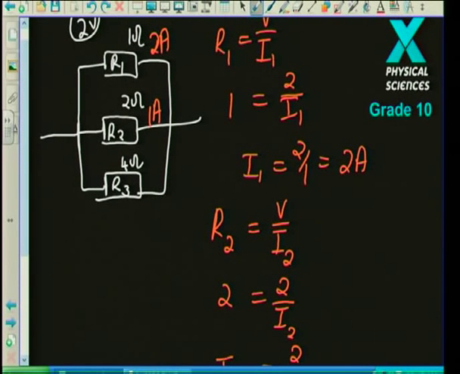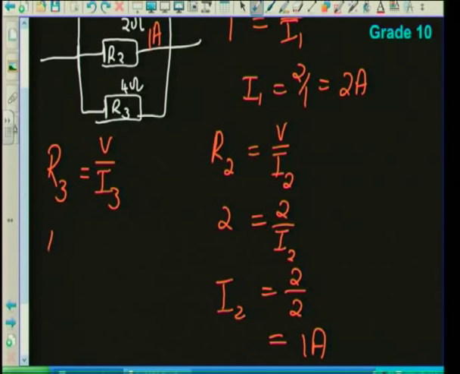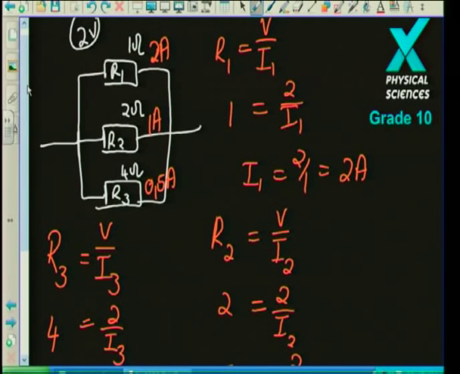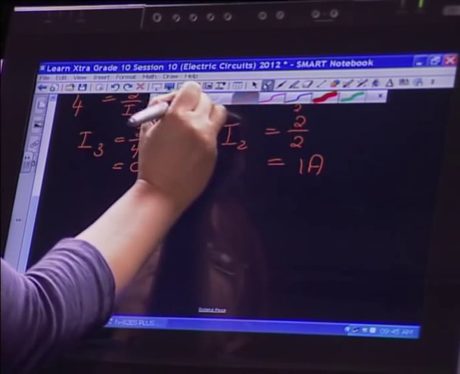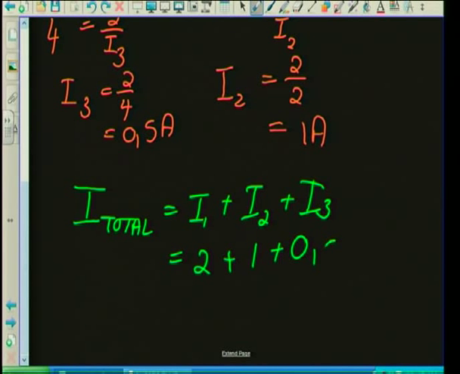Are you guys starting to see what's going to happen here? I hope so. I'm just going to do R3 over here, just so that it's not as far down, so you can see it. All right. Voltage divided by I3. So we have 4. 2 divided by I3. So I3 is 2 divided by 4, which is 0.5. Okay, so my total current is I1 plus I2 plus I3. Let's write that in. My total is I1 plus I2 plus I3. So it's 2 plus 1 plus 1/2.